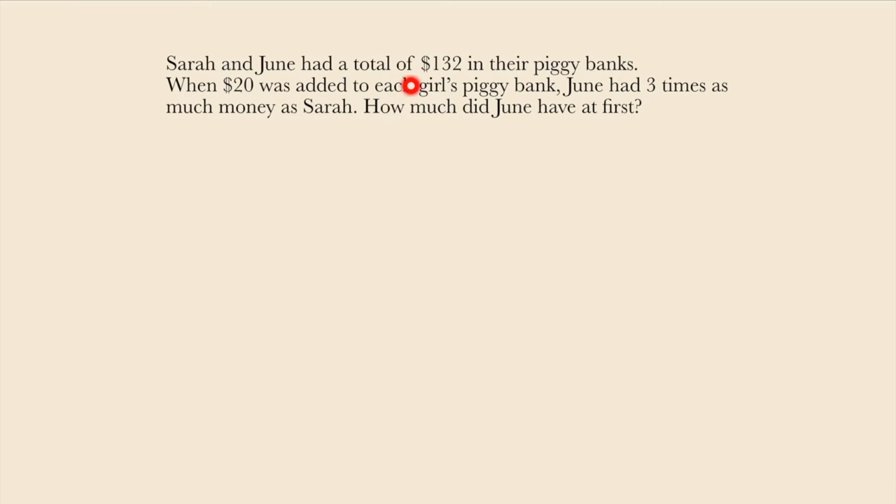Sarah and June had a total of $132 in their piggy banks. Okay, not much that we can work with. When $20 was added to each girl's piggy bank, now we know the same amount would be added to both girls. Next, June would have 3 units and Sarah would have 1 unit. This looks like we will work backwards.